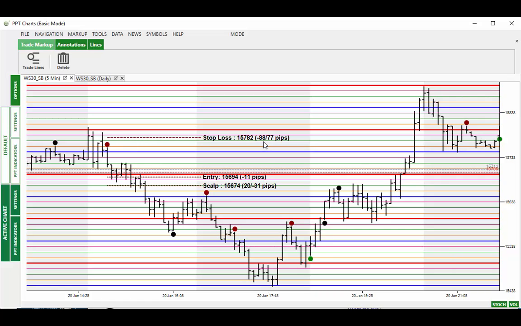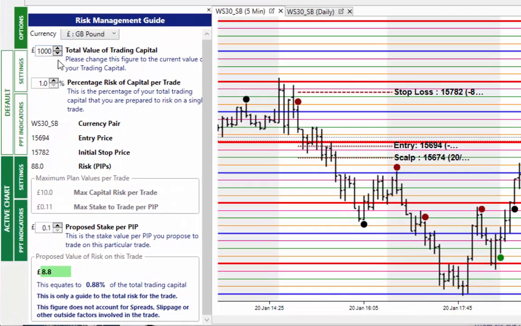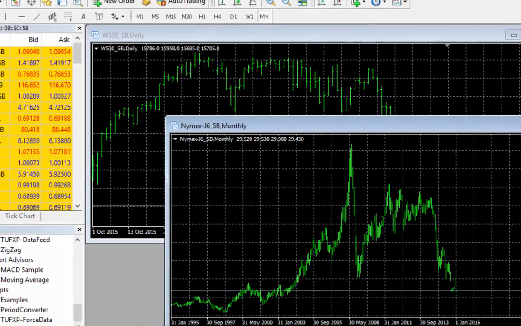So how do we actually get around those sort of risks and still keep the percentages down at a low rate? Well, if you right-click on the trade lines and then select risk management, you will find a calculator in here. It automatically appears, and you include the total value of your trading capital. Let's say it's 1,000, for example. You don't want to risk any more than 1%, and the calculator will tell you how much it proposes that you risk per trade. And I'm just going to switch to ETX here for a second.